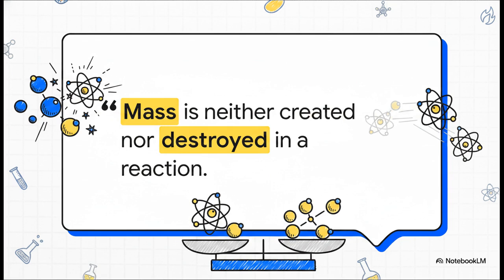It basically means you can't just magically spawn new atoms, and atoms definitely can't just vanish into thin air. The total mass of the reactants crashing the party on the left side of your equation must perfectly equal the total mass of the products leaving the party on the right side. And that, my friends, is exactly why we balance equations.